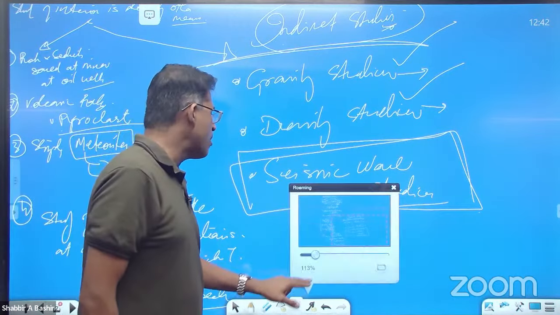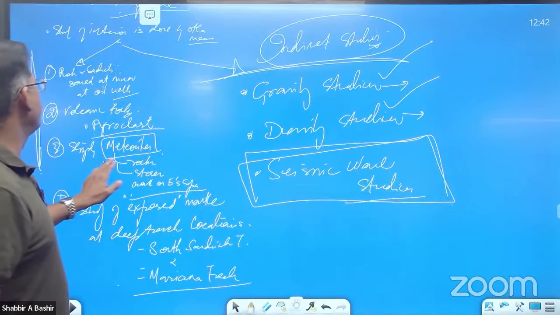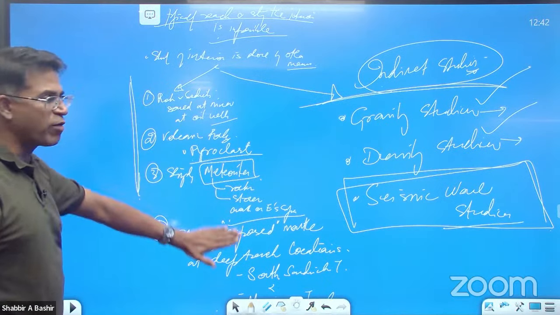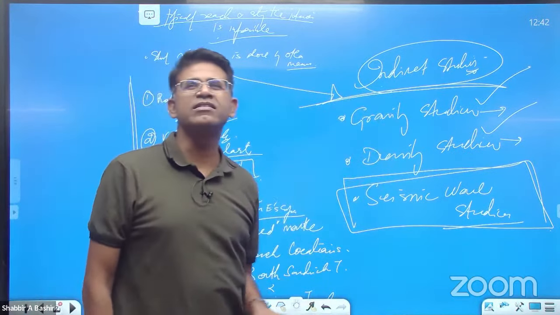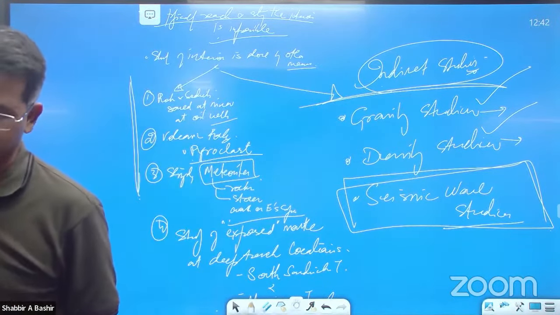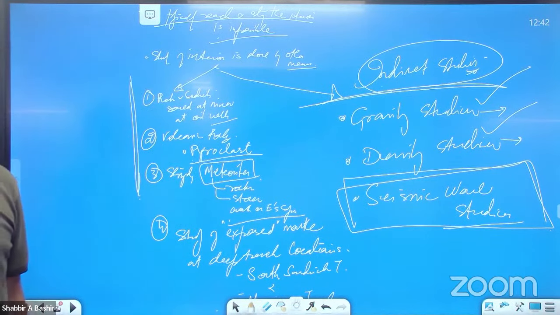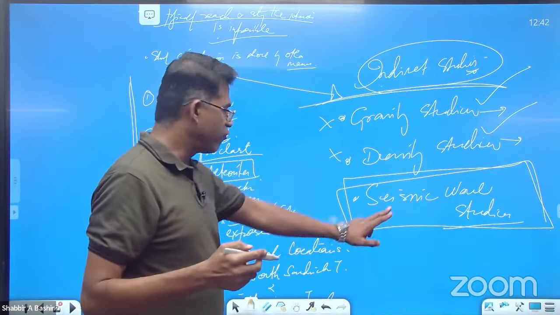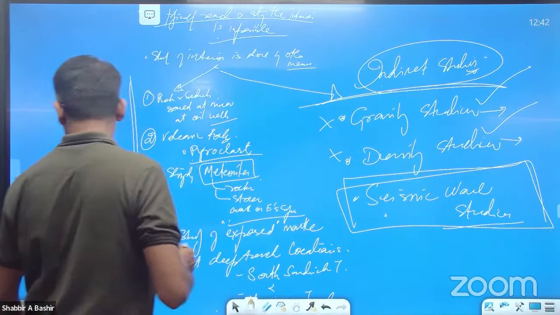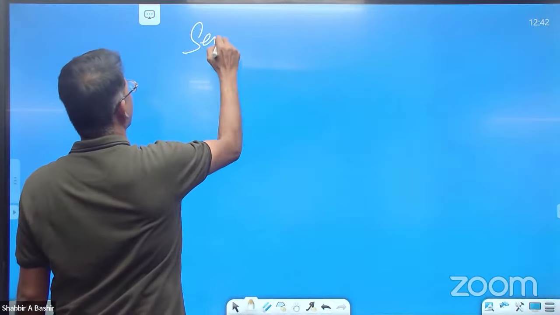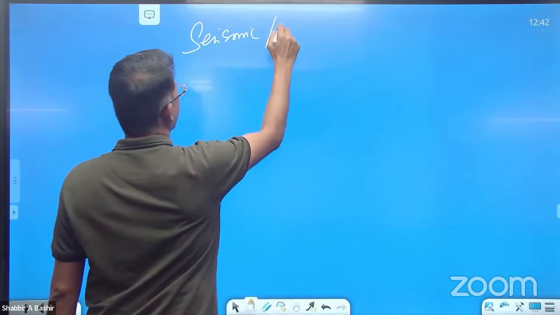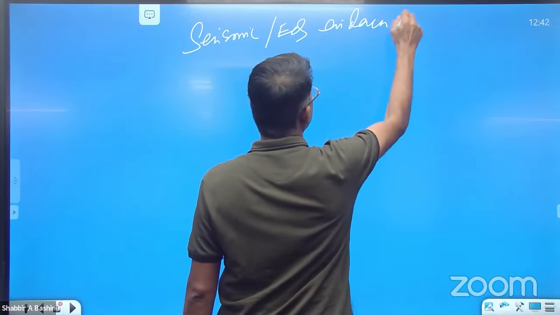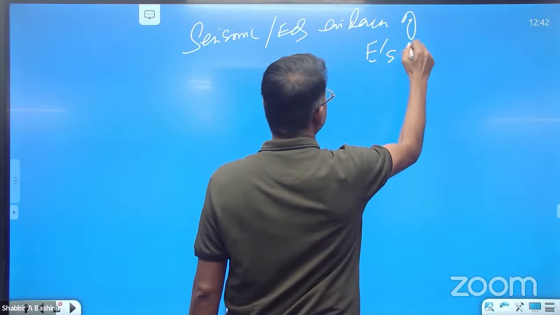Okay, so how do we know about the interiors? We have other ways, not direct access. We have these 4 methods, and we have these 3 indirect methods. Yes, please ignore, nothing to add here. Focus on this one. So give a heading: seismic or earthquake evidences of Earth's interiors.